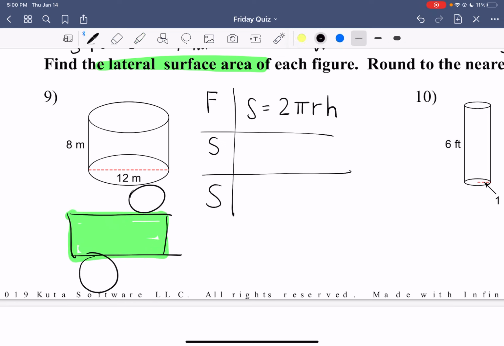So we know our height is 8. We can see that there. And then 12 is the diameter, so we're going to have to cut that in half. So 2 times pi times half of 12 is 6 times 8. 2 times pi times 6 times 8. We get S equals 301.59, so that rounds to 0.6 meters squared.